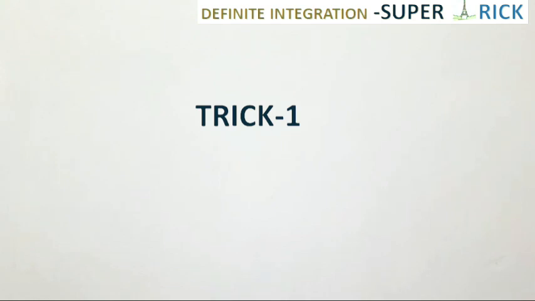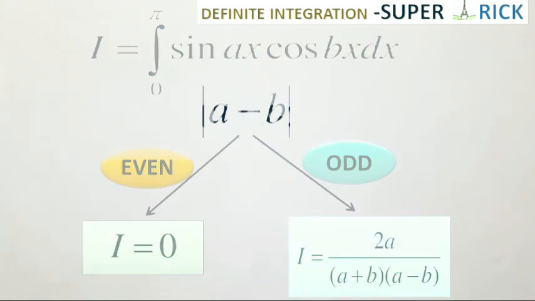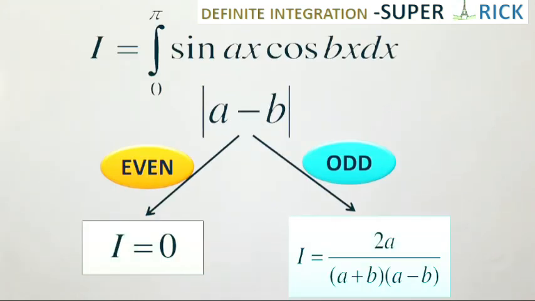So this is trick 1. Here this is the first trick. If I is equal to the integration from 0 to pi of sin ax into cos bx dx, then we will check the mod value of a minus b. If the mod value of a minus b is an even number, then we can say that the value of the integration I is equal to 0.